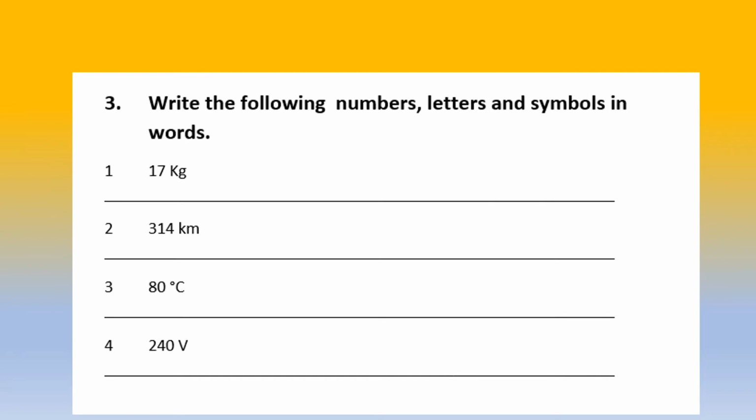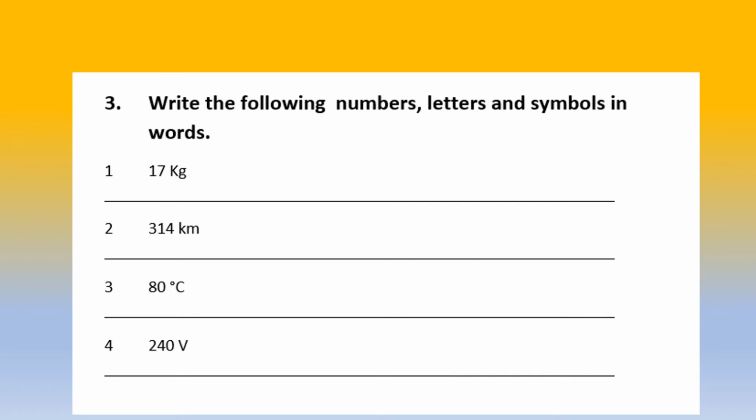Okay, now exercise 3 is write the following numbers, letters, and symbols, رموز, in words. To do this exercise, please, you have to revise how to write numbers and also the symbols like kg, km, this circle, and CV. Okay, you have this in the book and in one of the videos, so please revise them.